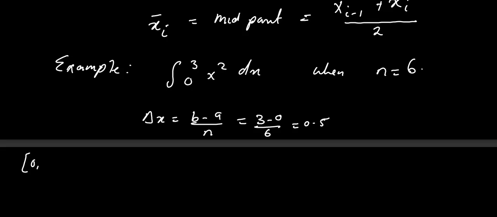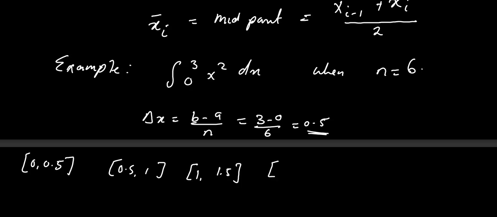So the first one, which is 0, because we're moving from 0 to 3, right? Each width will be 0.5, so we have 0 to 0.5. That's the first point. The next would be 0.5 to 1. The next one will be 1 to 1.5, because the difference has to be 0.5 in each case. Then 1.5 to 2, then 2 to 2.5, and the last one would be 2.5 to 3. Hope you're able to follow up to this point.